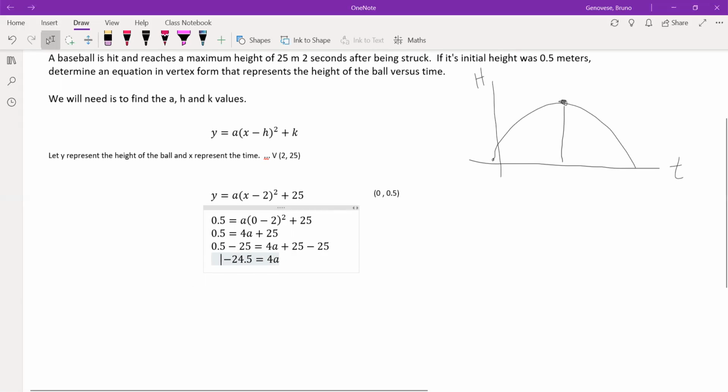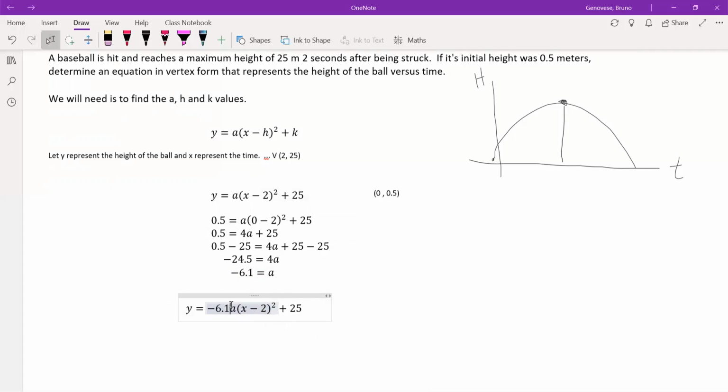And then dividing both sides by 4, that's going to give us a negative 6.1 for the particular a value, not the 4a. So our final equation becomes the same as this one here, but now we have the a value. So there's our final equation.